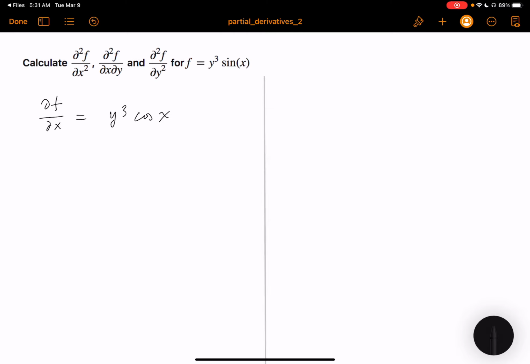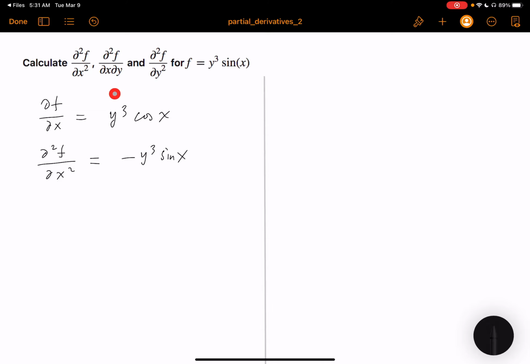Now let's look at the second order. So partial square f, partial x squared. Again, we take partial derivatives over this with respect to x. So this is a negative y cubed sine x. Because here again we treat y cubed as a constant, so we carry it over here, and the derivative of cosine x is negative sine x. So we have this one.